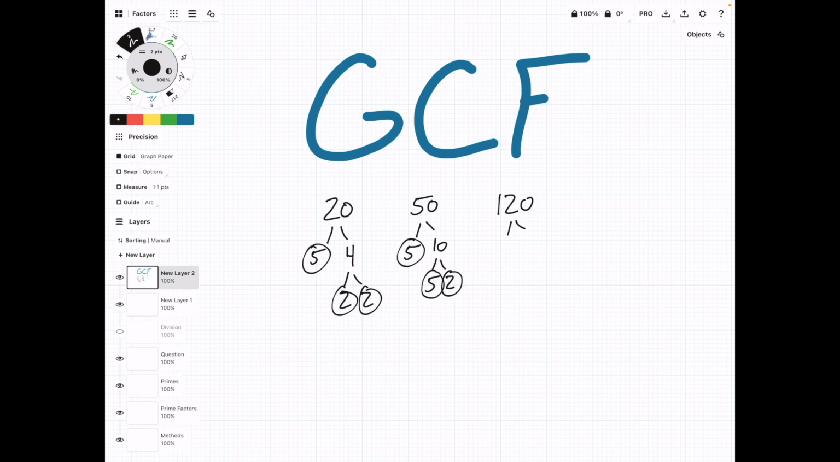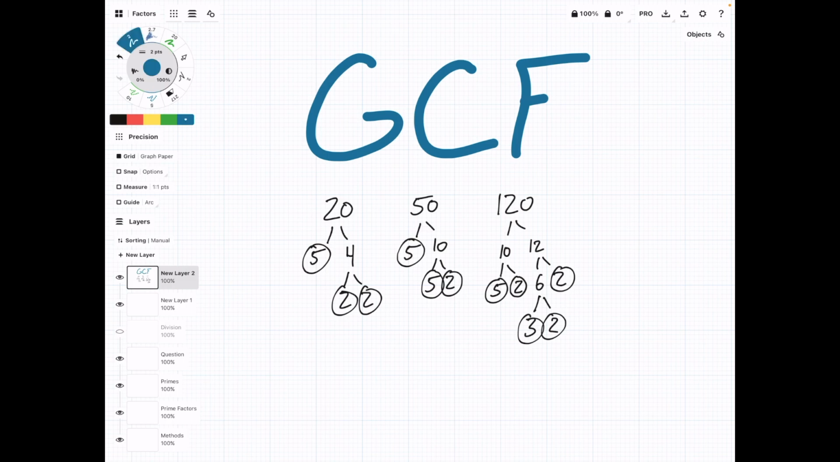And then one more. Let's do 10 and 12, 5 and 2, 6 and 2, and 3. Should not have circled that. And then 3 and 2.